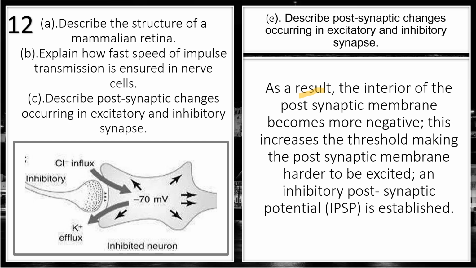As a result, the interior of the postsynaptic membrane becomes more negative, and this increases the threshold, making the postsynaptic membrane harder to be excited. An inhibitory postsynaptic potential has been established.